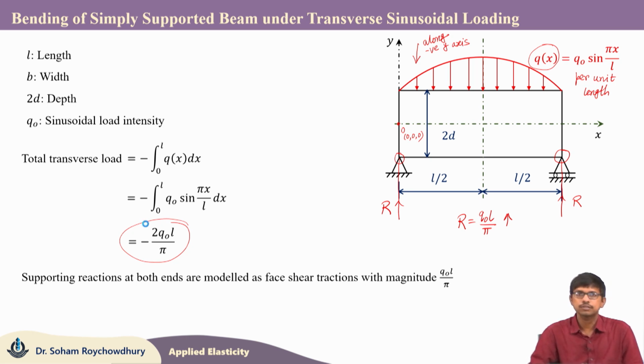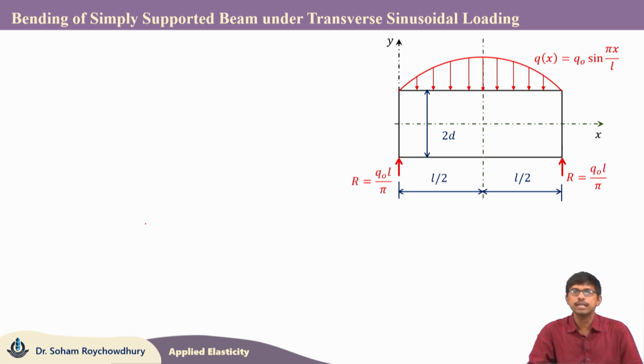So, in the free body diagram of the beam, I have drawn R to be q naught L by pi upward at both the hinge points, and hinge or pin supports or simple supports are removed, and the top face is acting with q x, the sinusoidal load intensity of q naught sin pi x by L in the downward direction, defined per unit length of the beam.